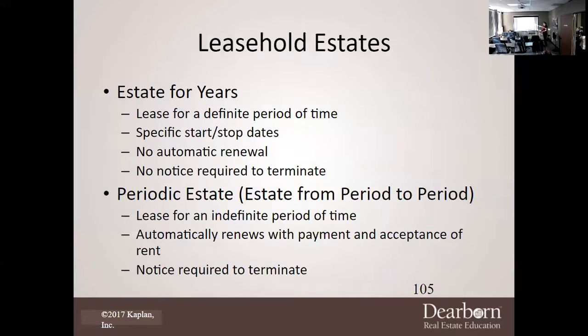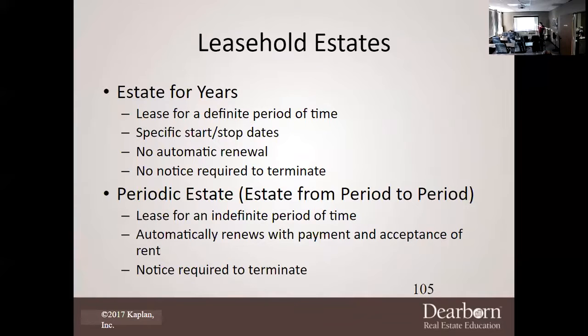Okay? Now, what about these leasehold estates? Well, there are different types of leaseholds. You're going to have to know these guys and gals. No matter what, you're going to have to actually know the different types. But the first one is an estate for years. It's a lease for a definite period of time. There is a specific start and stop date. So it actually says January 1st to December 31st, this is your term. Okay? There is no automatic renewals. Zippo, none.